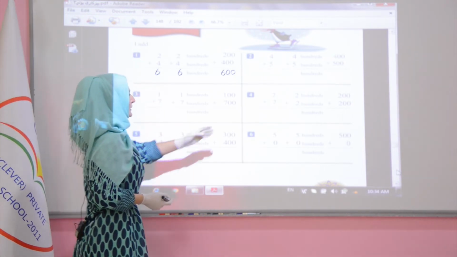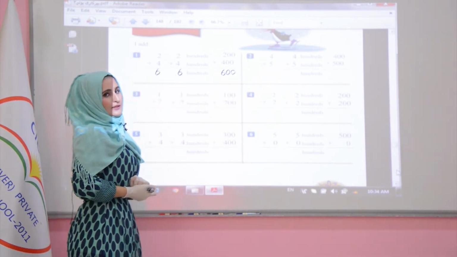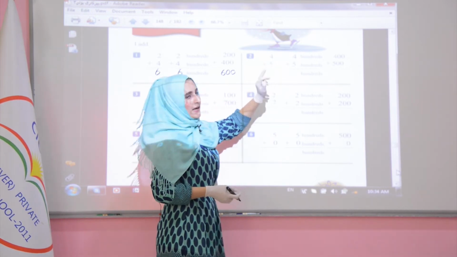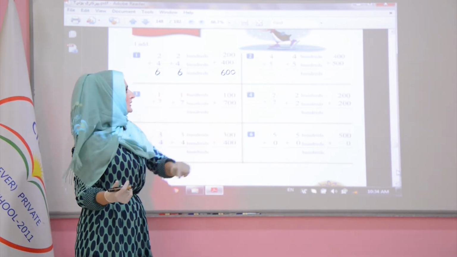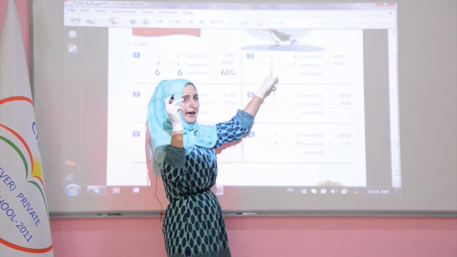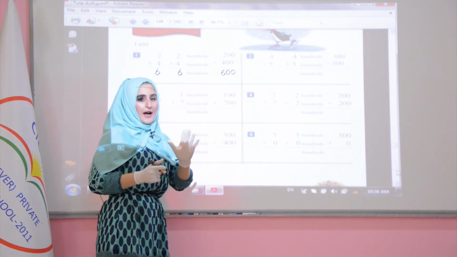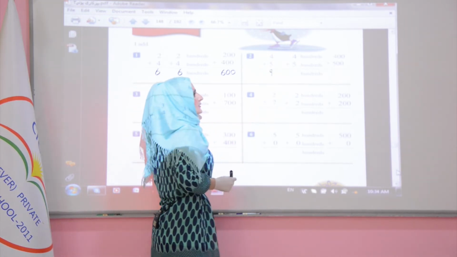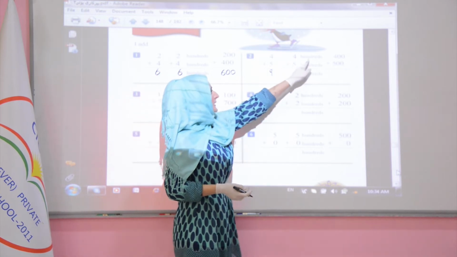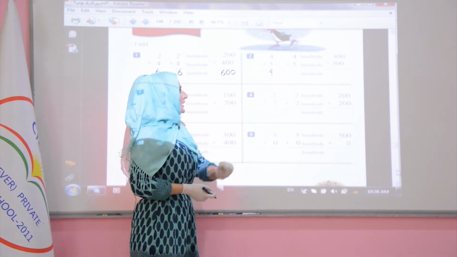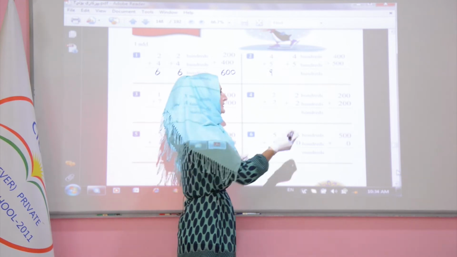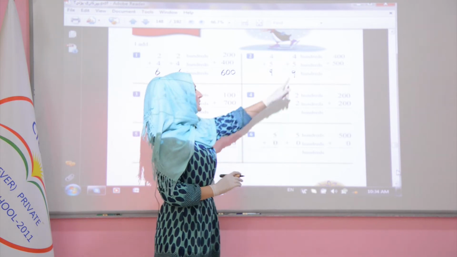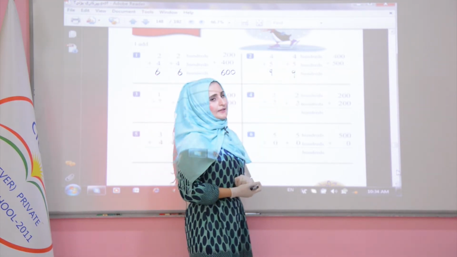In practice 2, 4 plus 5. Students, in example 2, the first time we have 4 plus 5 because 5 is greater than 4. So we have 5 in my mind and then plus 4. 5 plus 4 equal to 9. 400s plus 500s, 4 plus 5 also equal to 9. Because we have hundreds, we have 9 hundreds. So 400s plus 500s equal to 900s.